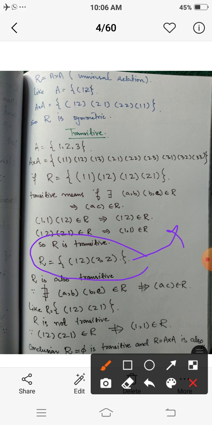Inshallah, in tomorrow's lecture we will discuss the equivalence relation and examples on equivalence relation. So thank you.